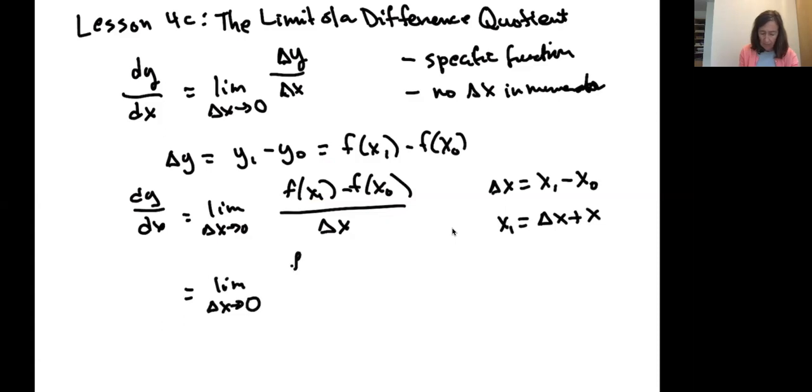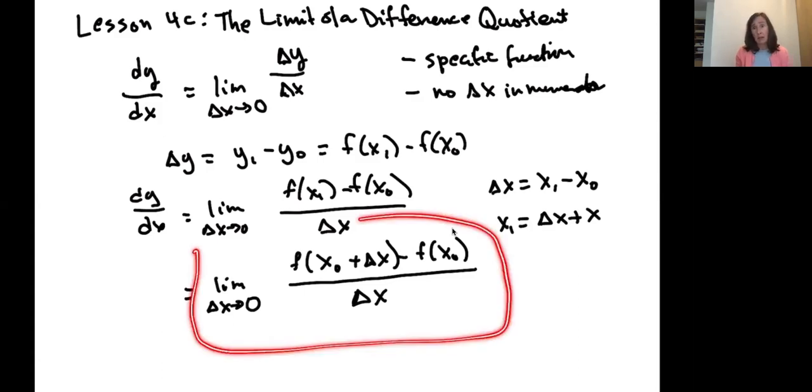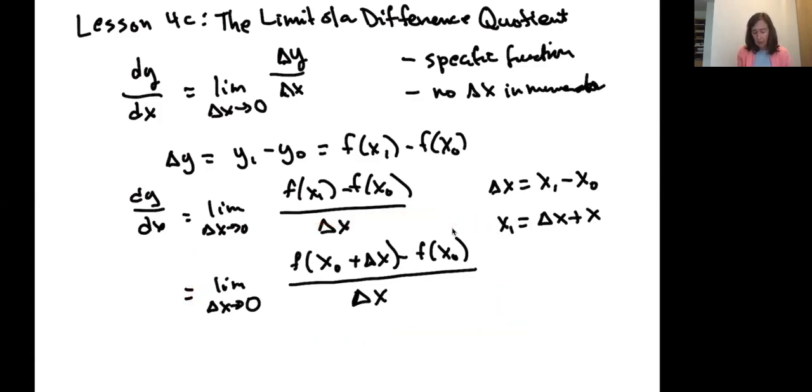It's the limit of f of x0 plus delta x minus f of x0 divided by delta x. Okay. And this is indeed how we write the difference quotient anytime we want to take its limit. We always express the delta y as the function evaluated at the starting point plus delta x, minus just the function at the starting point. And that is our delta y.